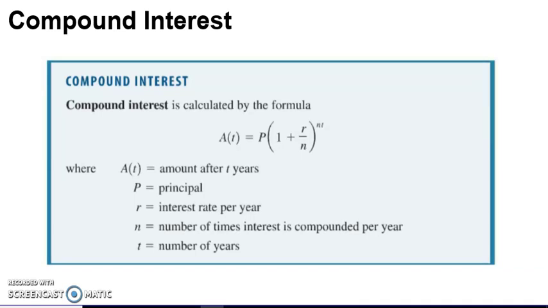Okay, let's talk about compound interest. So compound interest is calculated by this formula. Very important that you know this formula. Understand that P is going to be the principal, R is the interest rate per year, N is the number of times interest is compounded per year, and T is the number of years.